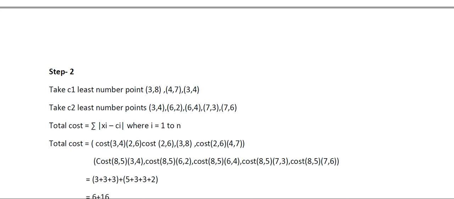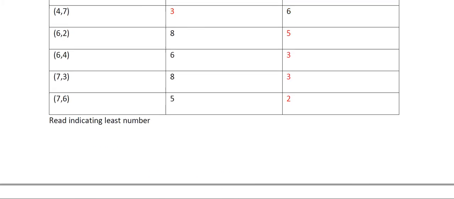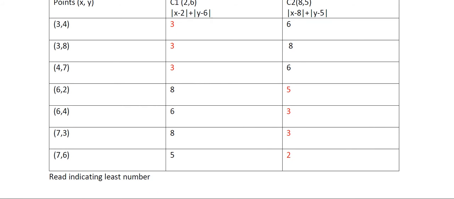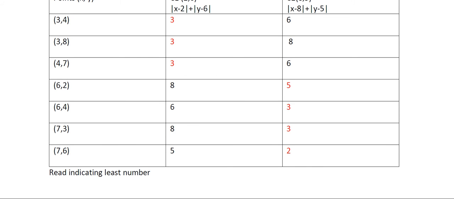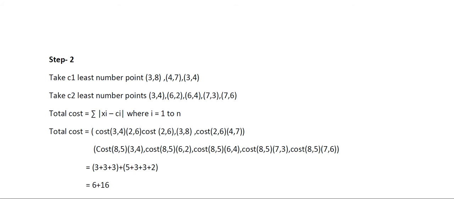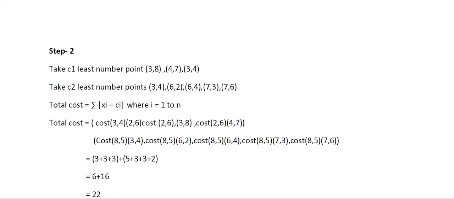In C1 we have the points 3,4, 3,8 and 4,7 which have the least value, and for C2 we have 6,2, 6,4, 7,3 and 7,6. So we have four points in C2. The same thing I have written for C1: the least number points are these 3, and the C2 least number points are these 4. So after that, what do we have to do? We have one formula.